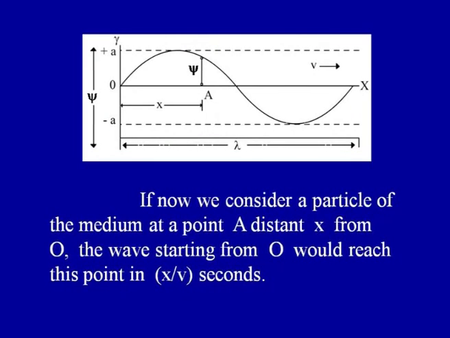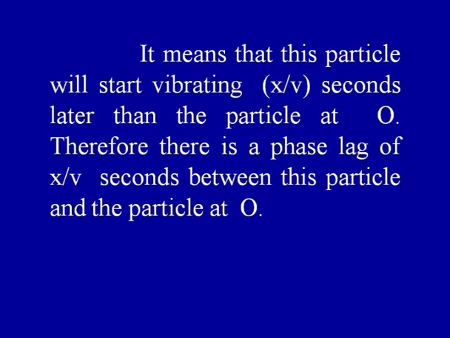If now we consider a particle of the medium at a point A distant x from the origin O, the wave starting from O would reach this point a little later, in x by v seconds, that is the time taken by the wave. It means that this particle, the particle at A, will start vibrating x by v seconds later than the particle at O. Therefore, there is a phase lag of x by v seconds between this particle and the particle at the origin, particle at O.